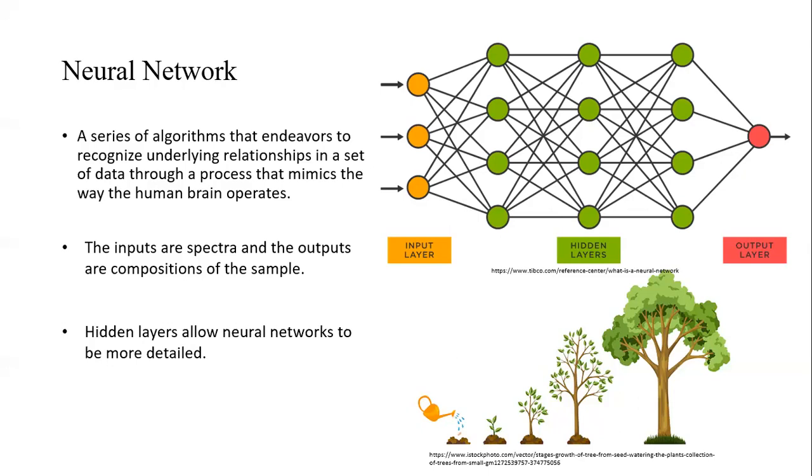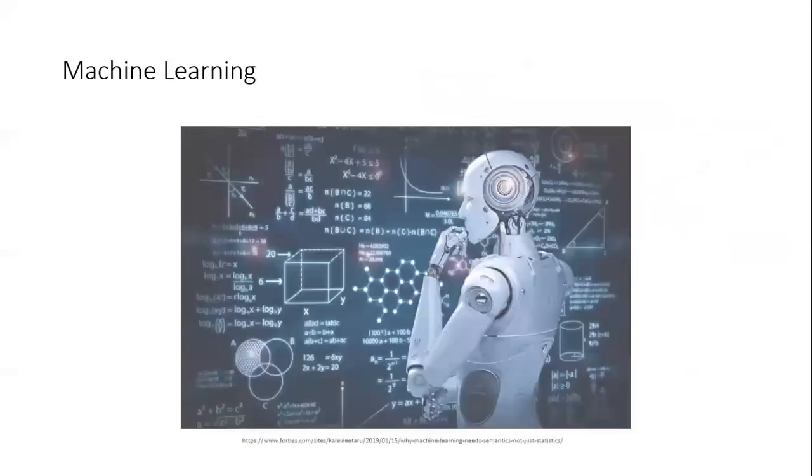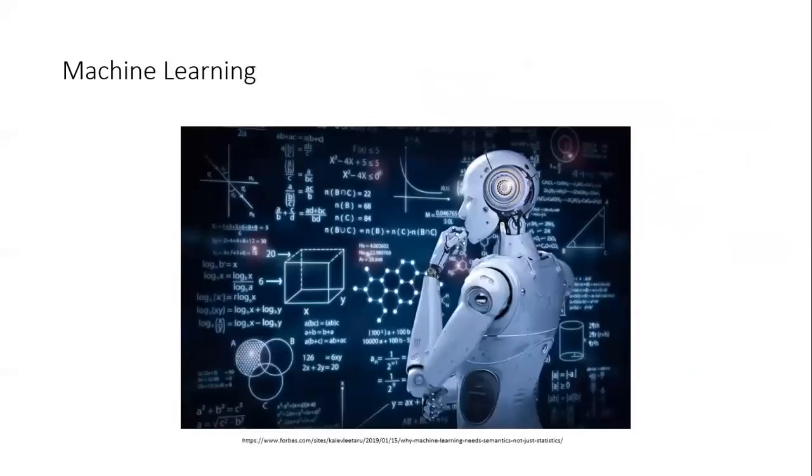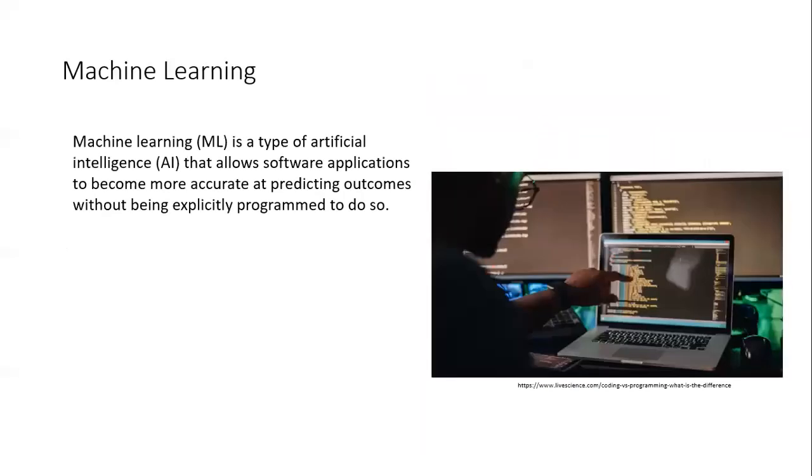Making the network as intricate and detailed as possible allows the network to recognize the many relationships between vast amounts of data and come up with the best output possible. And this is all possible due to machine learning. So you may be asking yourself, what exactly is machine learning? Machine learning is defined as a type of artificial intelligence, or AI, that allows software applications to become more accurate at predicting outcomes without being explicitly programmed to do so.